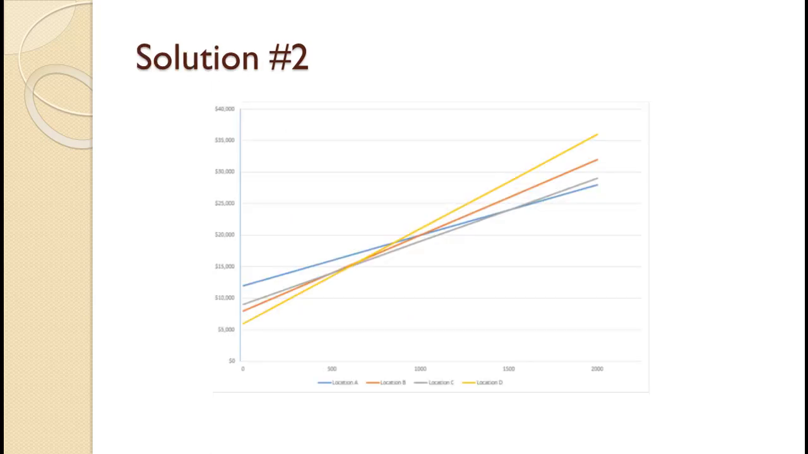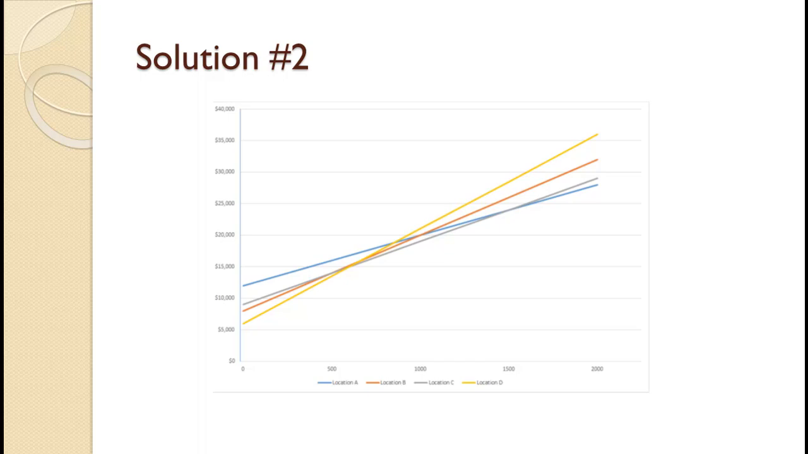The slide shows the 4 total cost lines plotted on a single chart. Using the chart, note that location D is the cheapest at low volumes. Location C crosses and becomes cheapest at about 600 units. Using break-even analysis between D and C, the point is exactly 600 units. A crosses and becomes cheapest at around 1,500 units. Using break-even analysis between A and C, the point is exactly 1,500 units.